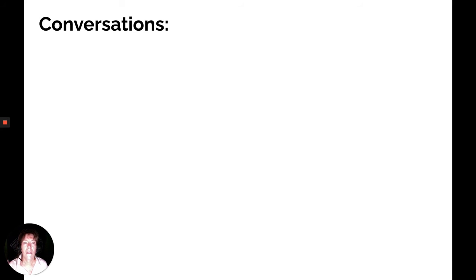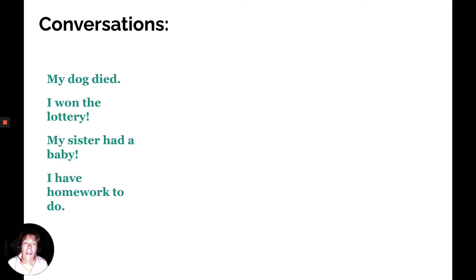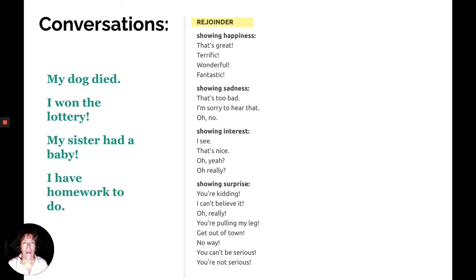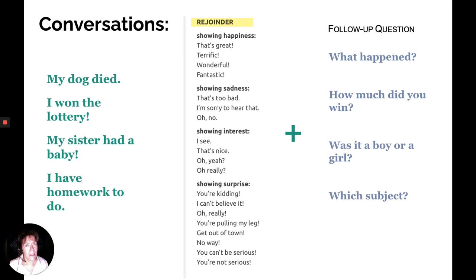Conversations include statements like, my dog died. I won the lottery. My sister had a baby. I have homework to do. And then it's followed by a rejoinder. I say something and you have a rejoinder. For example, my dog died. You would say, oh, that's too bad. And then, to keep the conversation going, you are going to add a follow-up question. And these follow-up questions are usually WH questions, like, what happened?